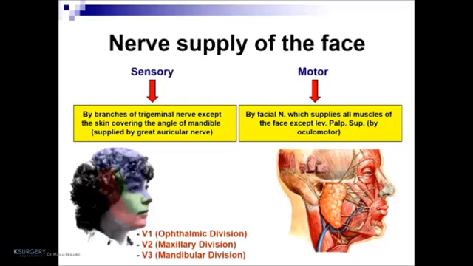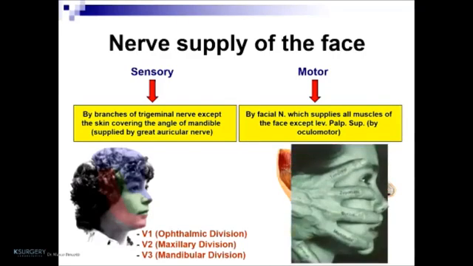And the nerve supply of the face we can divide into two branches, sensory and motor. The sensory supply is by branches of the trigeminal nerve, except the skin covering the angle of the mandible, supplied by the great auricular nerve. We can divide the sensory nerve into three branches: ophthalmic division, maxillary division, and mandibular division. The motor supply is by the facial nerve, which supplies all muscles of the face except the levator palpebrae superioris, by the oculomotor. And we can divide the motor nerve into 5 branches.